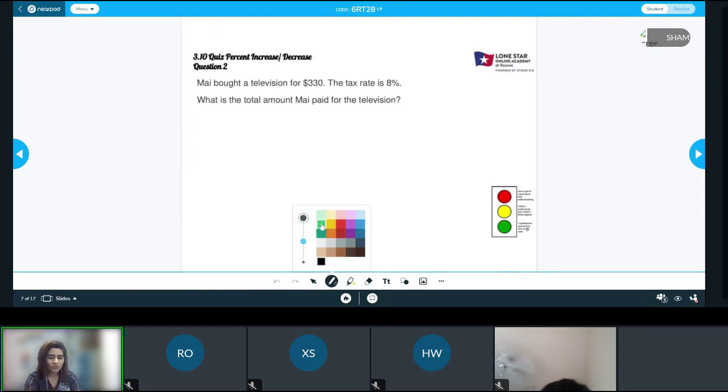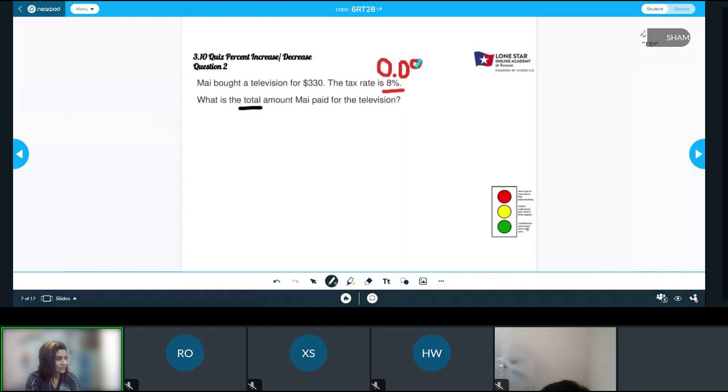Okay, again, this is question 2 and this is quiz 3.10. Shay, thank you for letting me know when I received your message. Mia bought a television for $330. The tax rate is 8%. What is the total amount Mia paid for the television? Everybody, how much is 8% in decimals? Put that in the chat as a waterfall of numbers. 8% as a decimal. Very good, Storm. Very good, Joycelyn. 0.08.